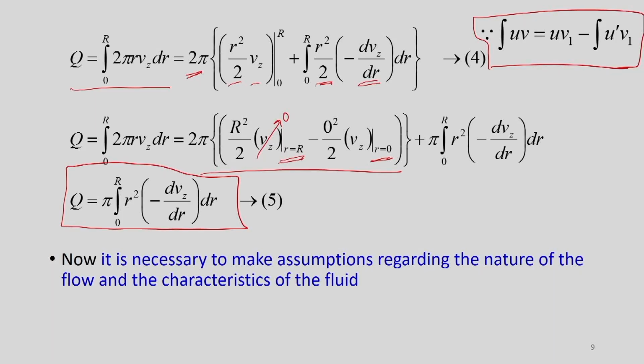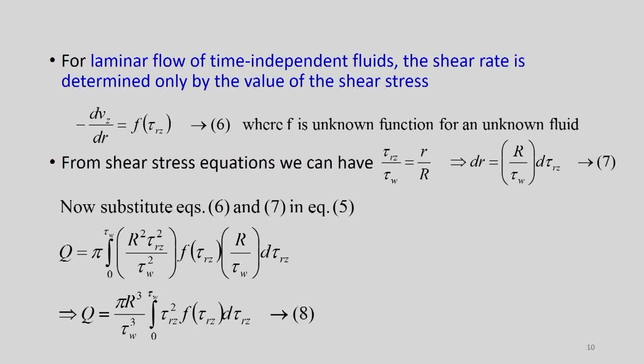So, we do further simplifications. However, in order to go to the next step, we have to make necessary assumptions regarding the nature of the flow and the characteristics of the non-Newtonian fluids. So, for laminar flow of time independent fluids, we take laminar flow and time independent fluids as of now. Then the shear rate versus shear stress information can be put as minus dVz by dr equals f of tau r z. F is an unknown function which describes the rheology of the fluid, but here we do not know what the rheology of the fluid is.